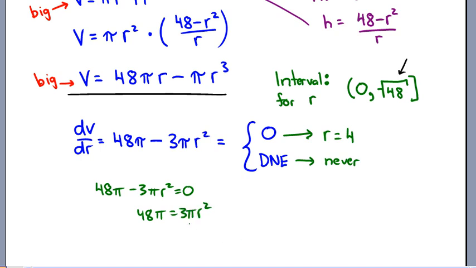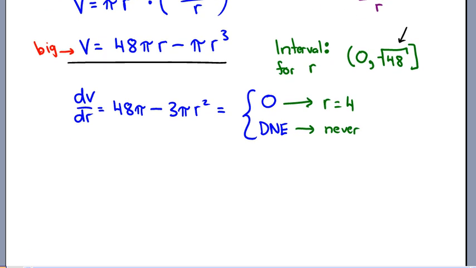I divided by 3 and I divided by pi, and I got 16 is equal to r squared. Took a square root and got the 4. I wish I had more room and I could leave that there, but I need some space, so I'm just going to take that away. But that's all I did to get that 4.